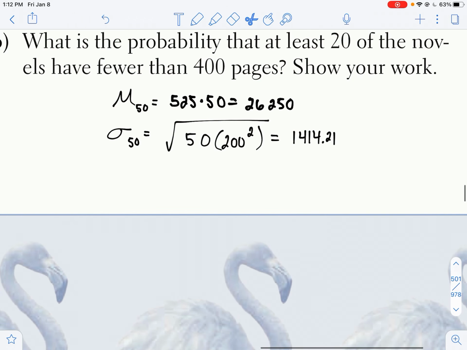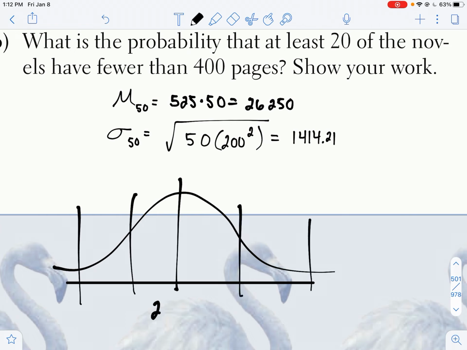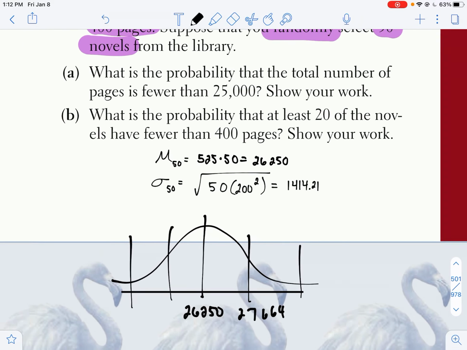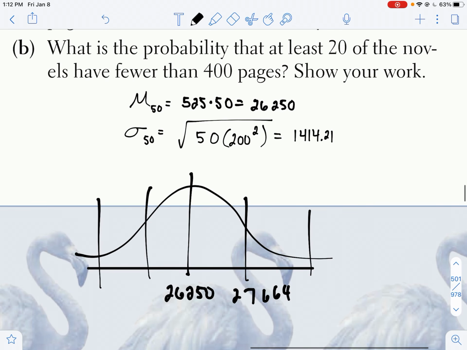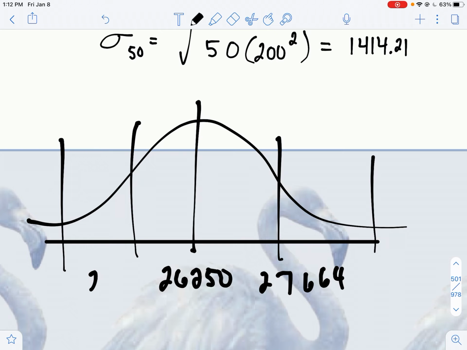Now what I can do, this is what I advise to do, frankly. I draw a nice normal distribution here. And you know me, I always like to draw and label. 26,250. And then I'm going to keep it very basic. I'm just going to add 1,414 each time. And you notice I'm not even going to go up because I don't really care about going up. I'm trying to find the probability that the total number of pages is fewer than 25,000. So I want to get to fewer than 25,000, which if I go down one standard deviation, I get 24,836.